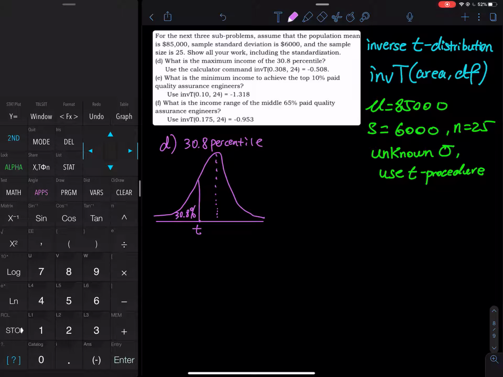This video is the continuation of the previous video. In the previous video, I answered a few probability questions. In this video, I will answer inverse T distribution problems.